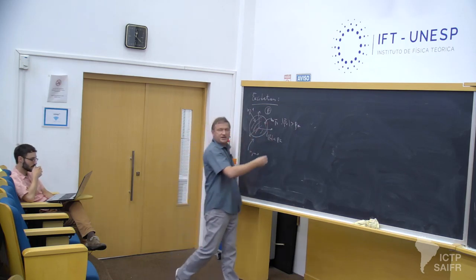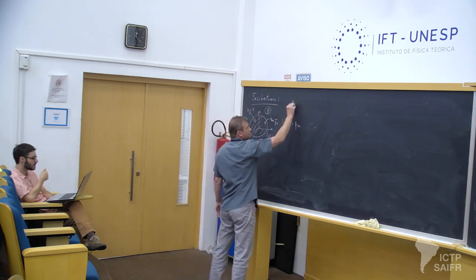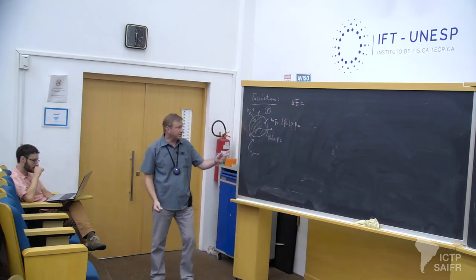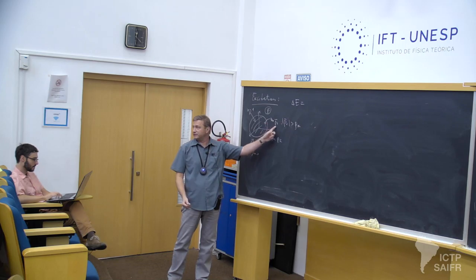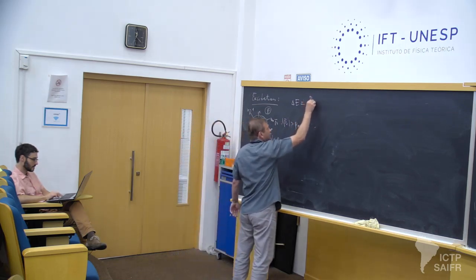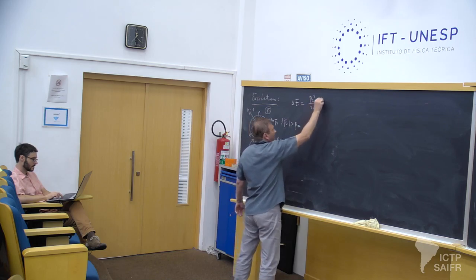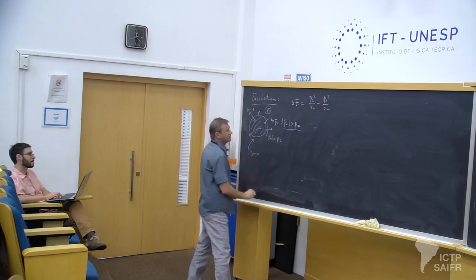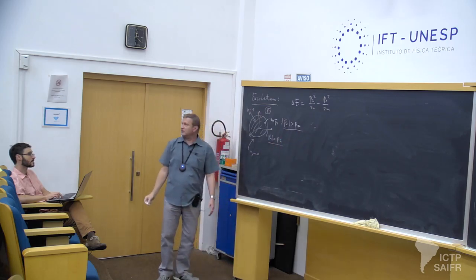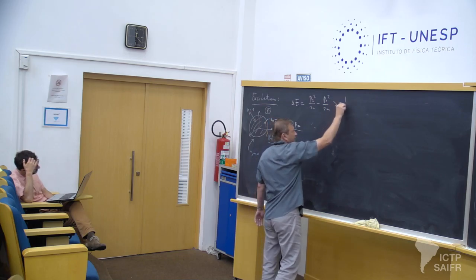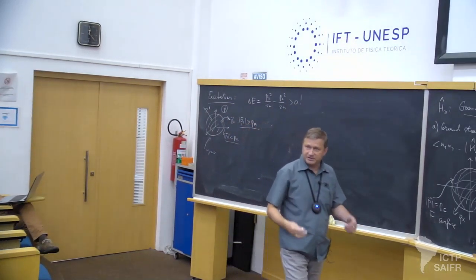And what's the energy change in these processes? Because it's non-interacting particles, it's simply the change in the kinetic energy of the particle that you move. So we have p2 squared over 2m minus p1 squared over 2m. And with these conditions, this is definitely larger than zero, as it should be for the excitations. Excitations always increase the energy.